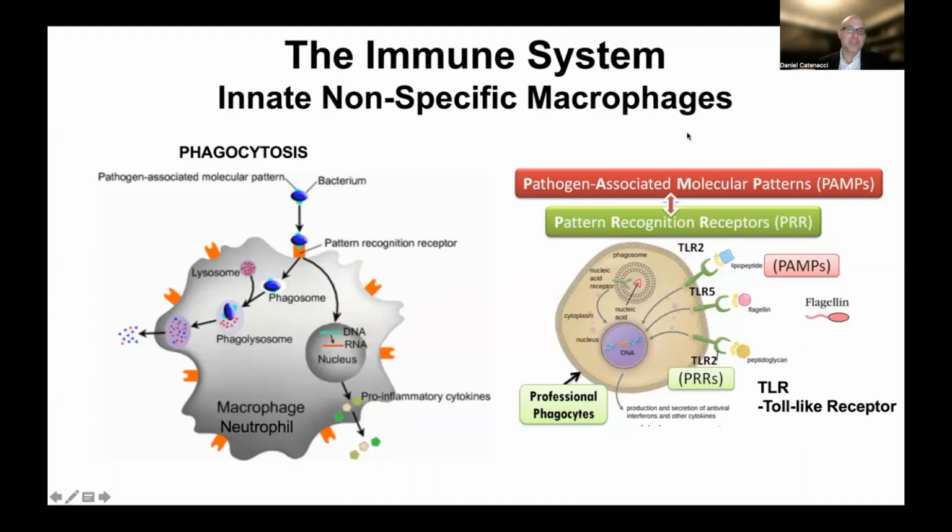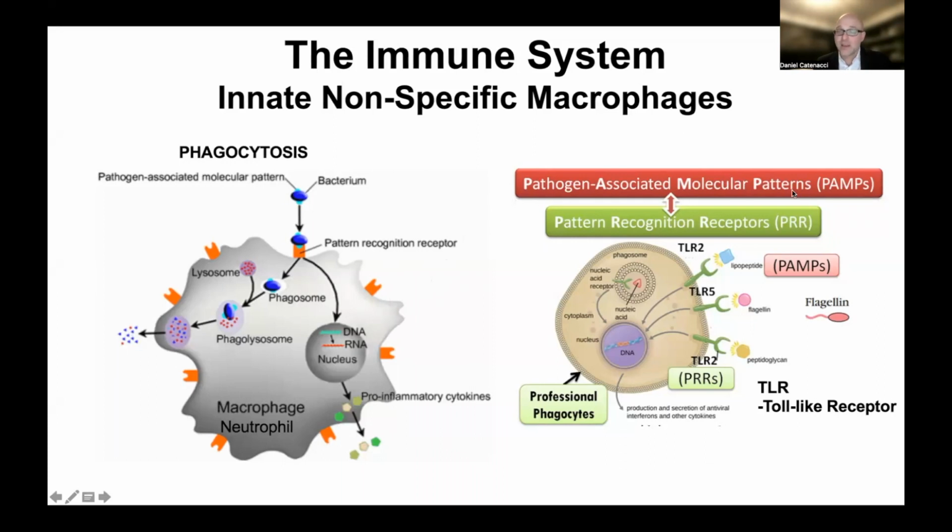The first concept is phagocytosis in this innate immune response. Cells like macrophages or neutrophils can recognize specific products of bacteria or other pathogens that are called pathogen-associated molecular patterns. They're not specific to a given bacteria. They're just generally expressed across various pathogens.